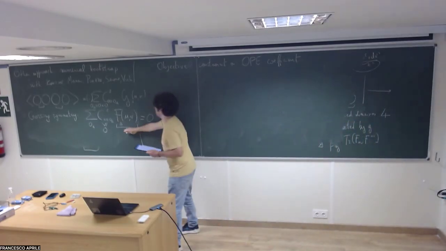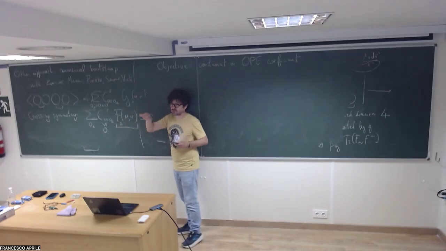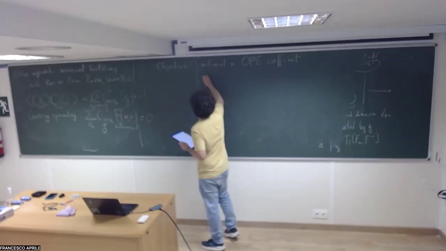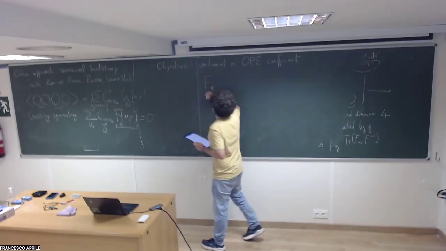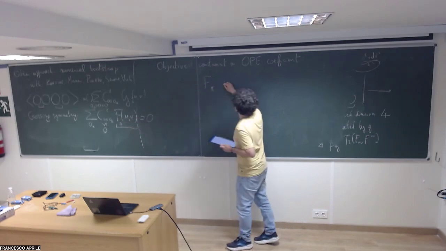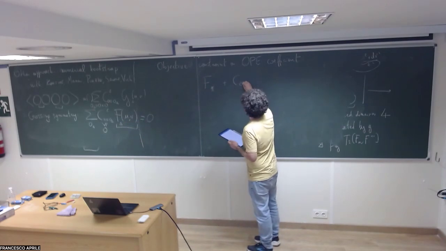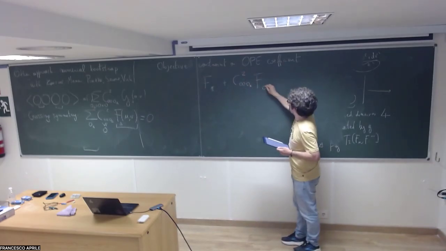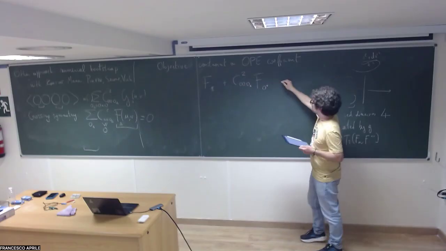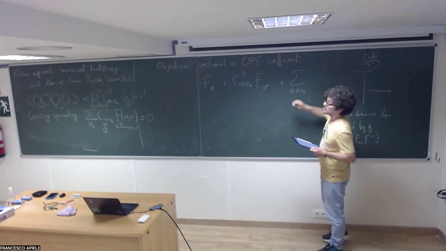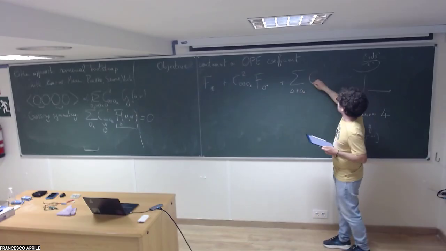You isolate from this equation the operator whose OPE coefficient you want to constrain. So this equation becomes something like: there is the contribution of the identity, then there is the coefficient of the particular operator that you want to constrain, and there is all the rest, let's say for dimensions different from this delta star that you want to isolate.